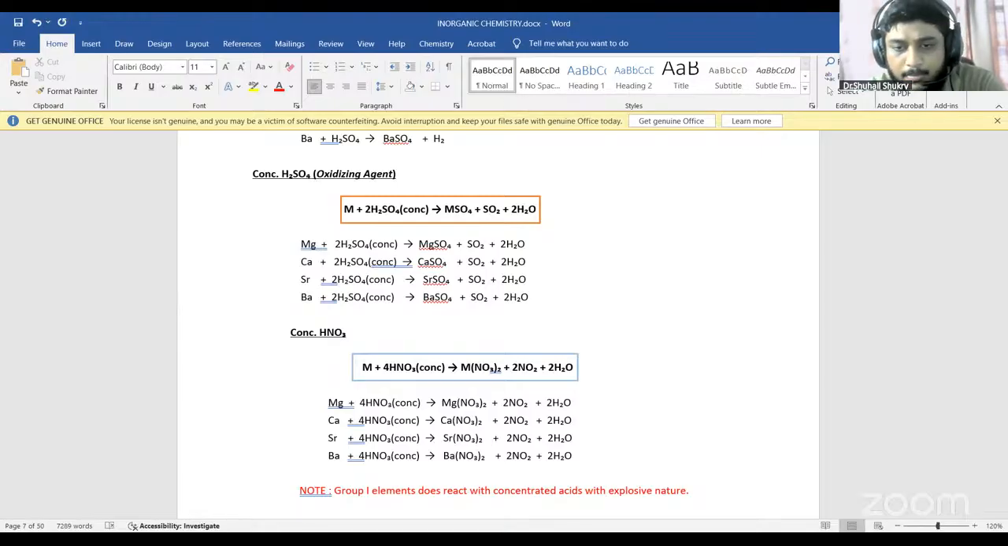Now I am giving you time. What you have to write is, for group 1 and group 2 elements, you have to write with dilute HCl, dilute H2SO4, dilute HNO3. Then again, group 1 and 2 elements, you have to write with concentrated HNO3 and concentrated H2SO4. Give a try. You can see you get the salt, SO2 and water here if you put the concentrated one. If you put the diluted one, you get the salt and hydrogen. Here you are getting SO2 and water, not hydrogen.